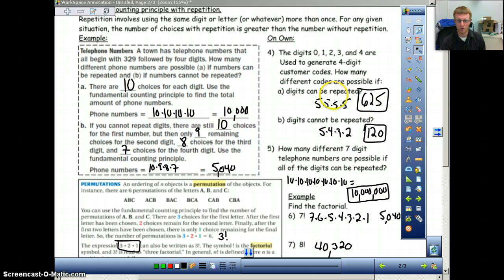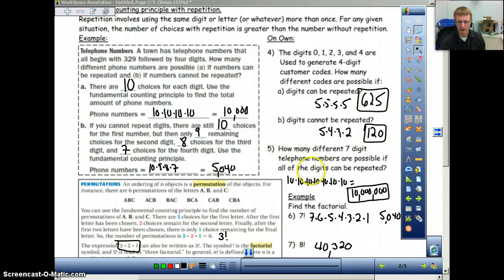All right, so hopefully these were pretty easy. The first one, because they can be repeated, it's just 5 digits times itself 4 times, you get 625. The second one, because they can't be repeated, you have 5 to choose from, then 4, then 3, then 2, so you only get 120. So you can see the difference between combinations there pretty easily.